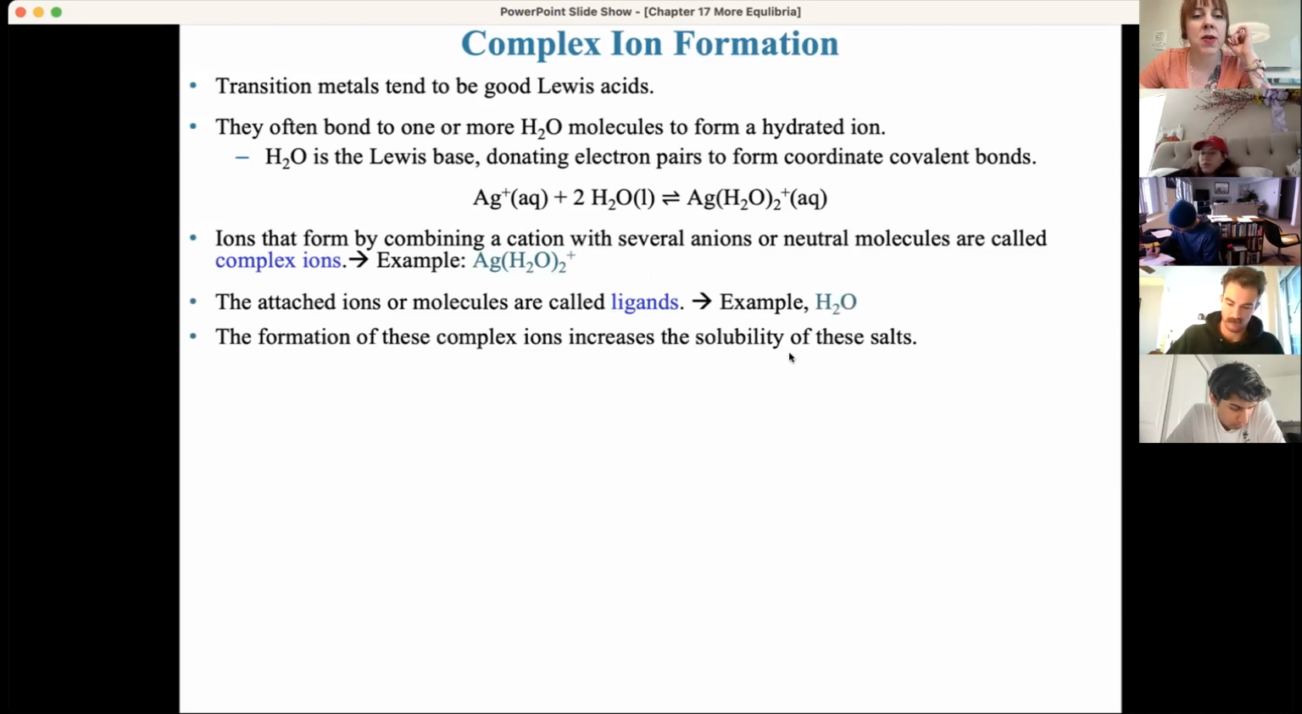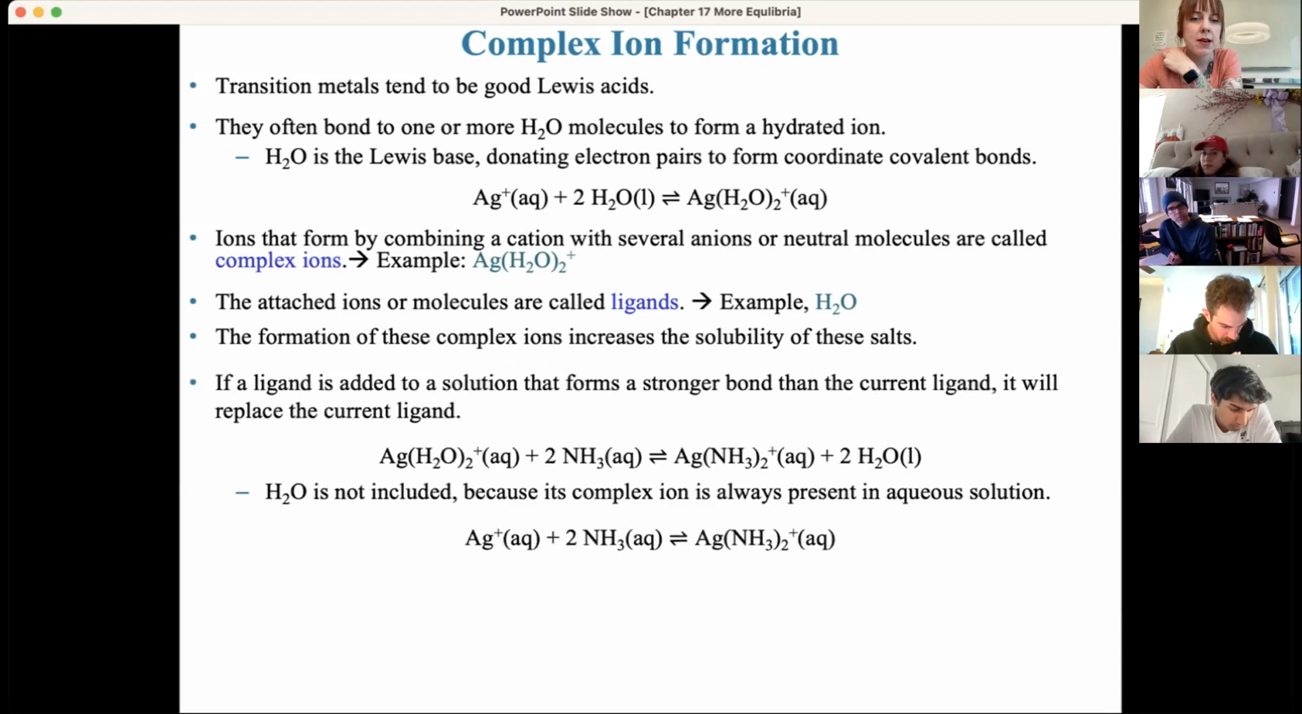And when we form some of these, so basically the last section we talked about pH, right? How that affects the base part. This is what affects the cation part. So if I form a complex ion, I'm taking some of my cation and doing a separate reaction with it. So this will happen if my ligand forms a stronger bond to the metal than I had before.